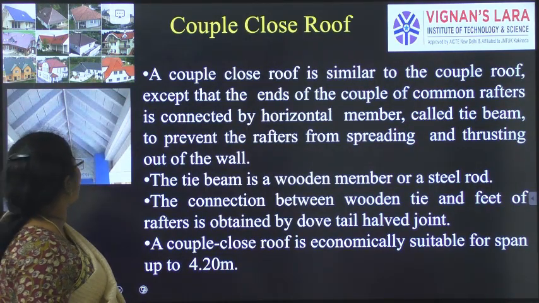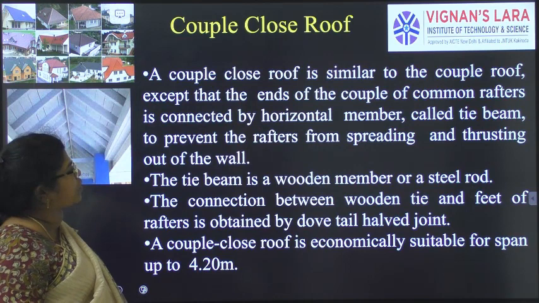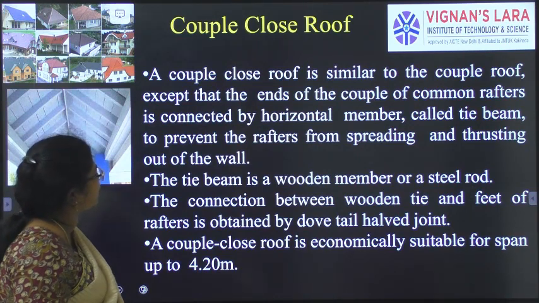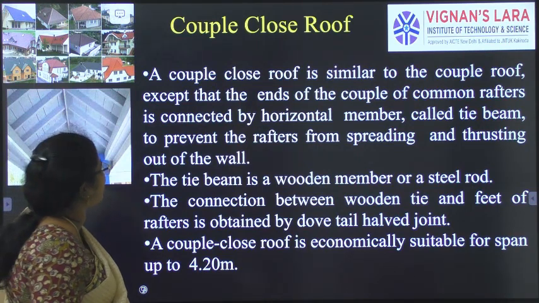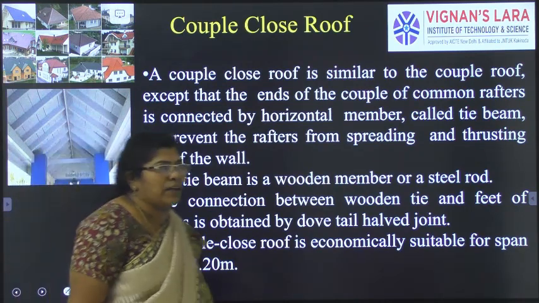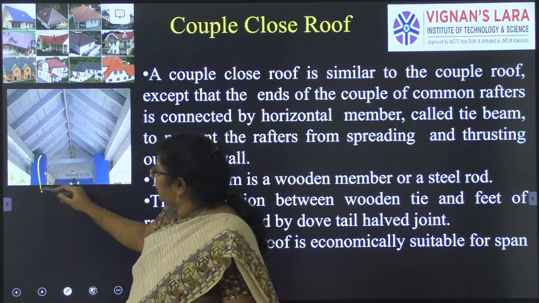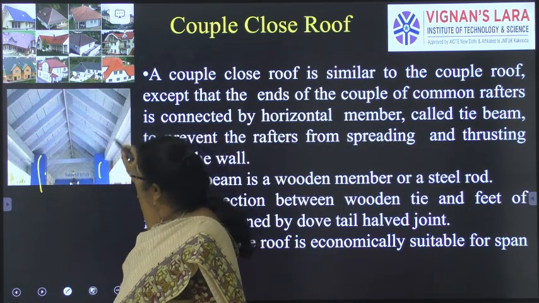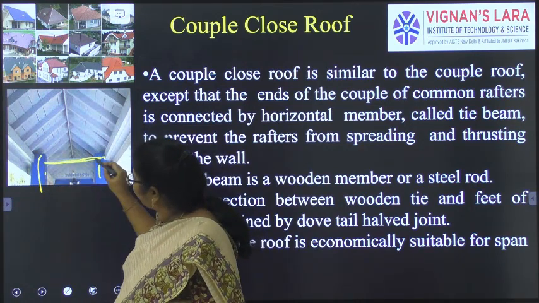The next one is a couple close roof. Couple close roof is similar to the couple roof except that the ends of the couple or common rafters are connected by horizontal members called tie beams. So here you can see these are the walls. This is a common rafter. It is attached with the tie beam.